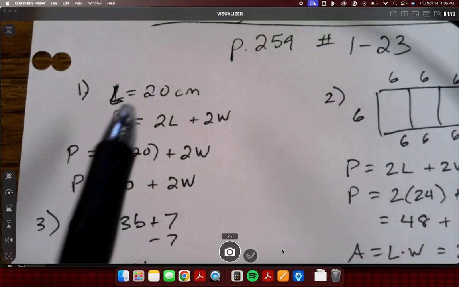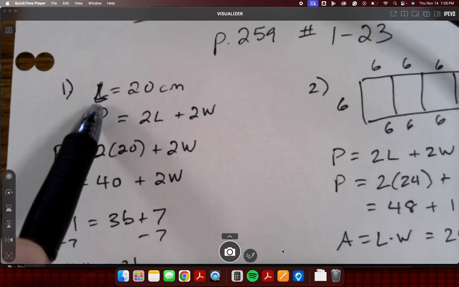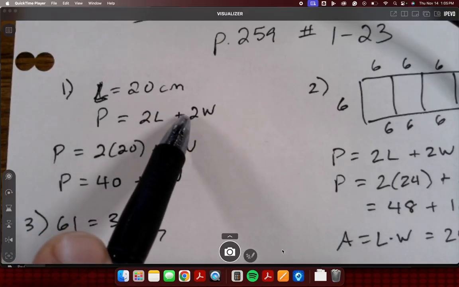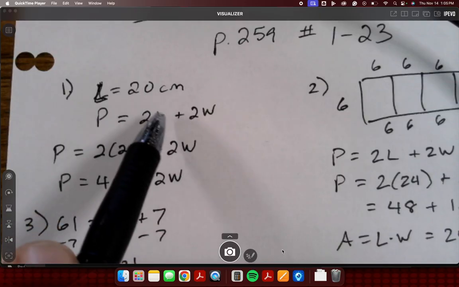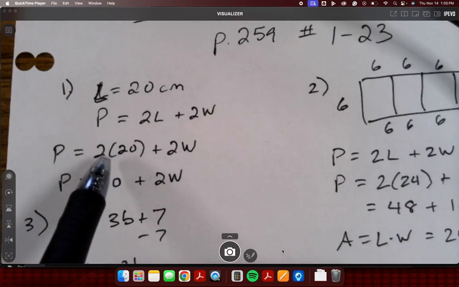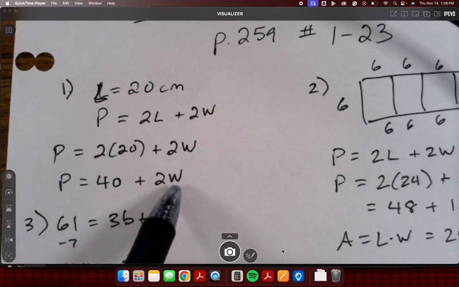So here's how we start. They told us the length was 20 centimeters, so I wrote that down. We know that the formula for perimeter of a rectangle is P equals 2L plus 2W. So we can plug 20 in for the L right here. And then 2 times 20 is 40. And if you look at the options, this is letter B.